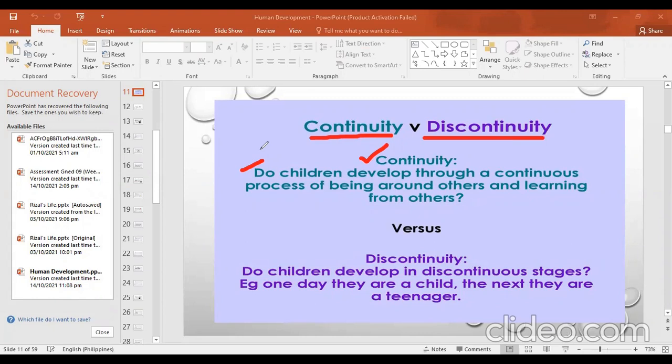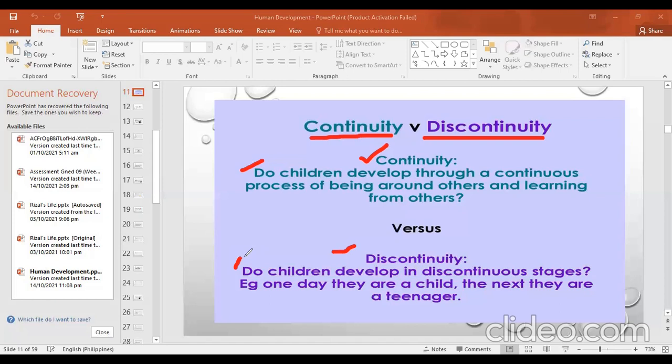Just like in stages of development, like infancy, we have early childhood, late childhood, adolescence, and etc. No, when we talk about continuity, may progress, may development, and continuous siya. While the discontinuity, look at this one, do children develop in discontinuous stages? Example, one day they are a child, the next day are a teenager. Kumbaga yung progress and development, no, ay nagdi-distinct or sabihin na natin as distinct lang siya in a stages.